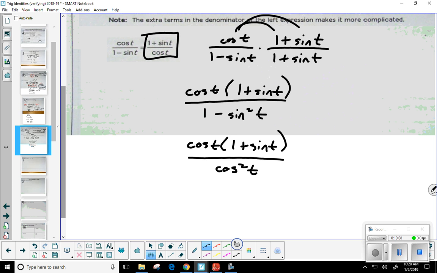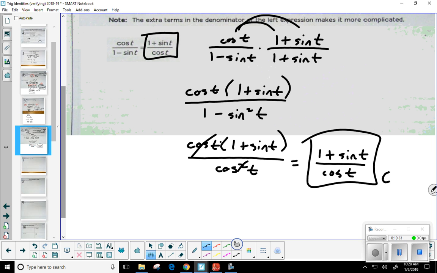Now what? What does that allow me to do? Okay, we can cancel here because we're multiplying. So 1 cosine cancels there. And actually, what do you notice? There it is. That's exactly what we wanted. We wanted 1 plus sine of t over cosine of t. There we go. So QED.